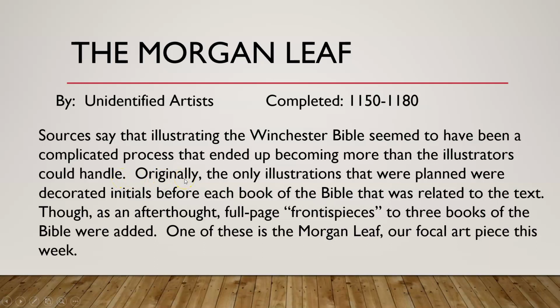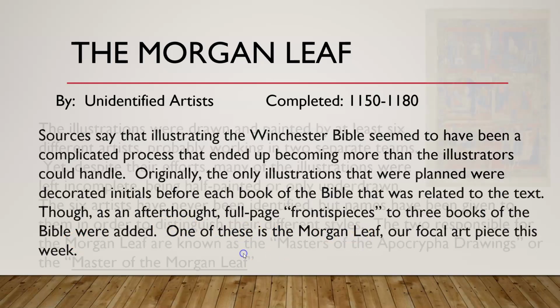Originally, the only illustrations that were planned were decorated initials, which went before each book of the Bible that was related to the text. That's what they originally planned to do. Though, as an afterthought, and as they started looking at this, full-page frontispieces to 3 books of the Bible were added. One of these is the Morgan leaf, our focal point for this week.